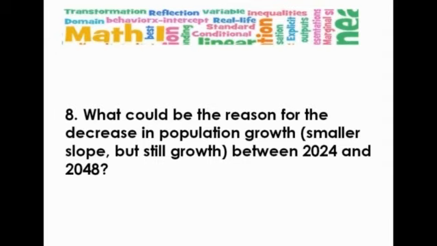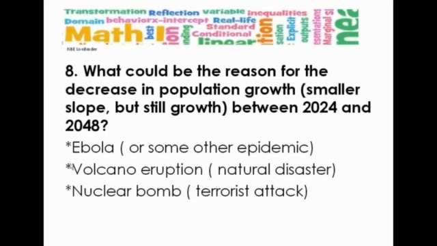This task then includes 7 more stations like the one we just demonstrated. Their responses are, possibly the population grew at a slower rate because there was Ebola or some other epidemic. Of course, Ebola is the most current epidemic in their minds right now, so that's what they replied. Possibly there was a volcano eruption or some other natural disaster, or even worse, a nuclear bomb, and of course they were thinking about terrorists.